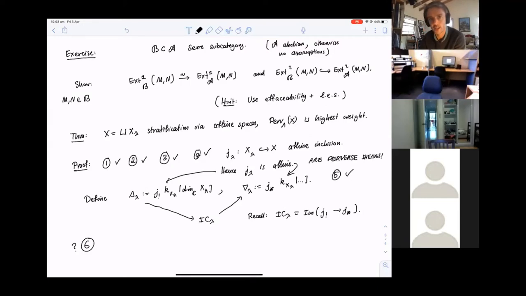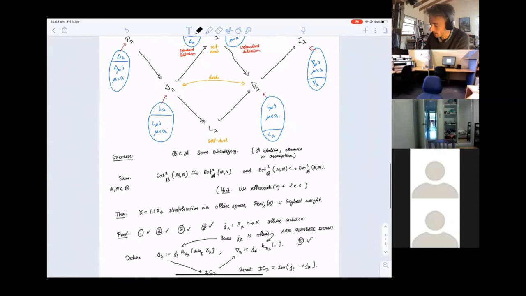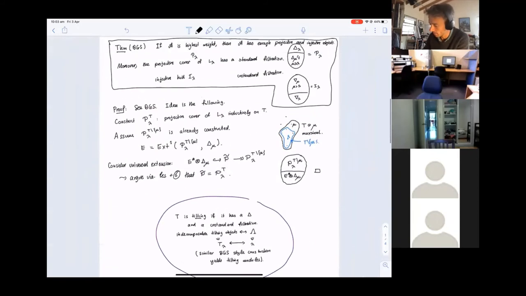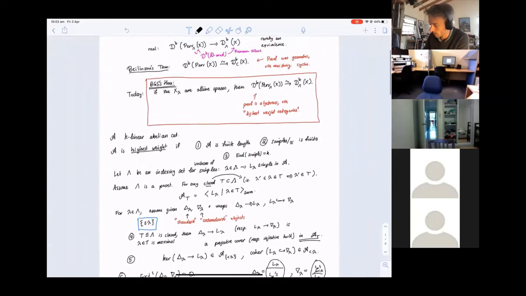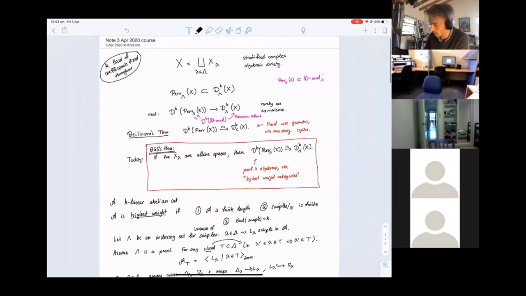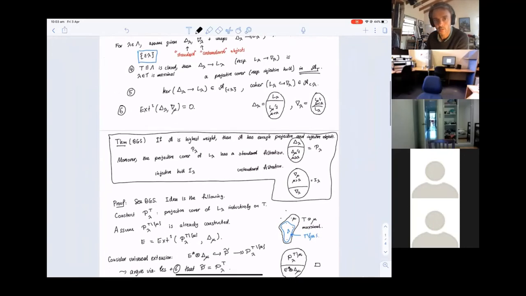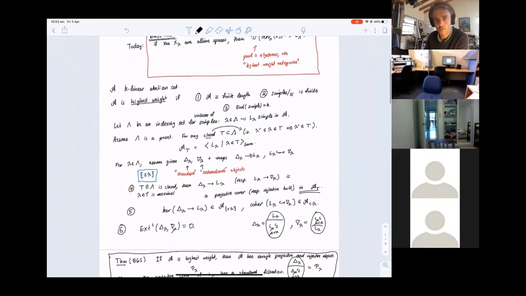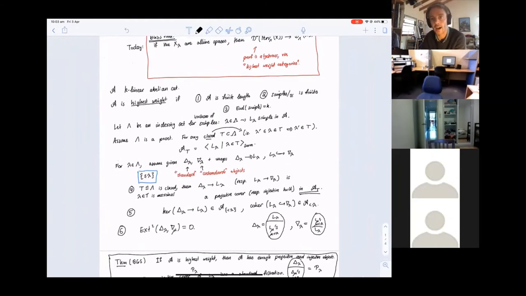Rep G, where are you talking about Rep G? You mean which coefficients? Oh, sorry. I think you were giving an example earlier that if you take the subcategory of Rep G where you bound the highest weight which can appear. Yes, yes.